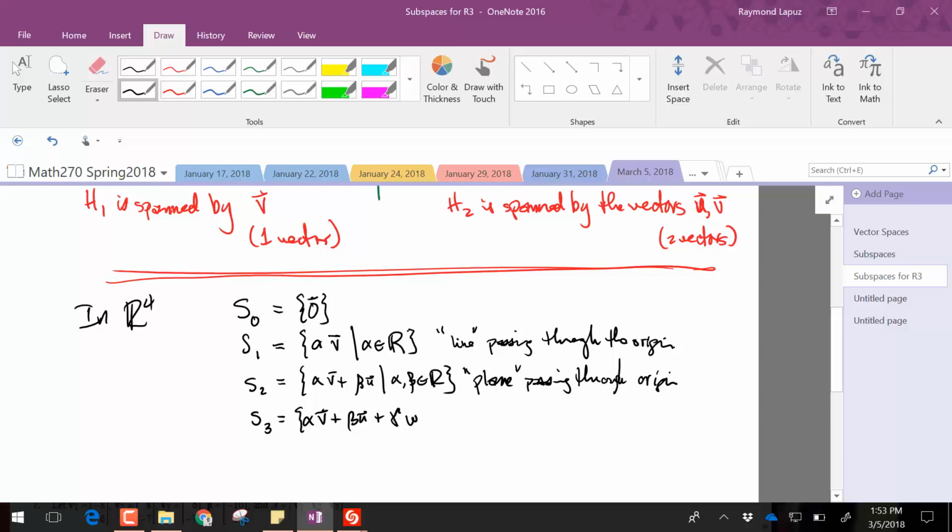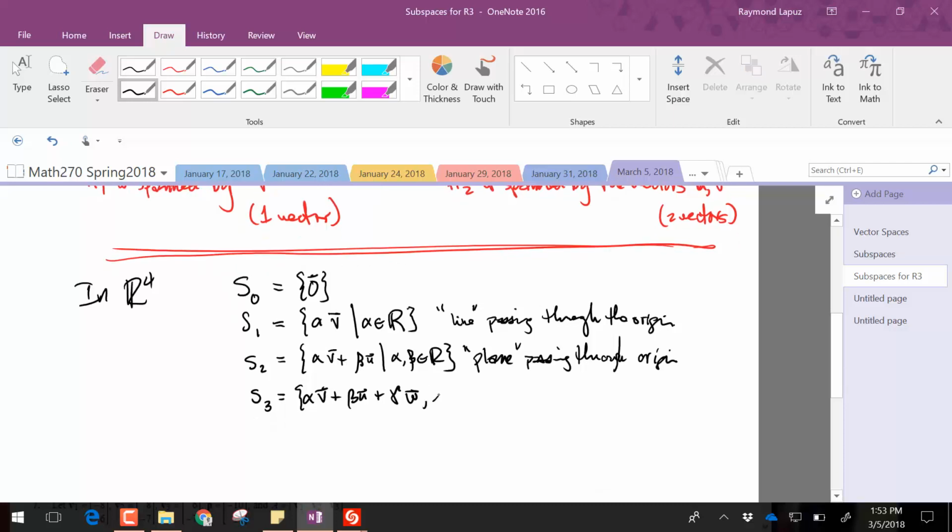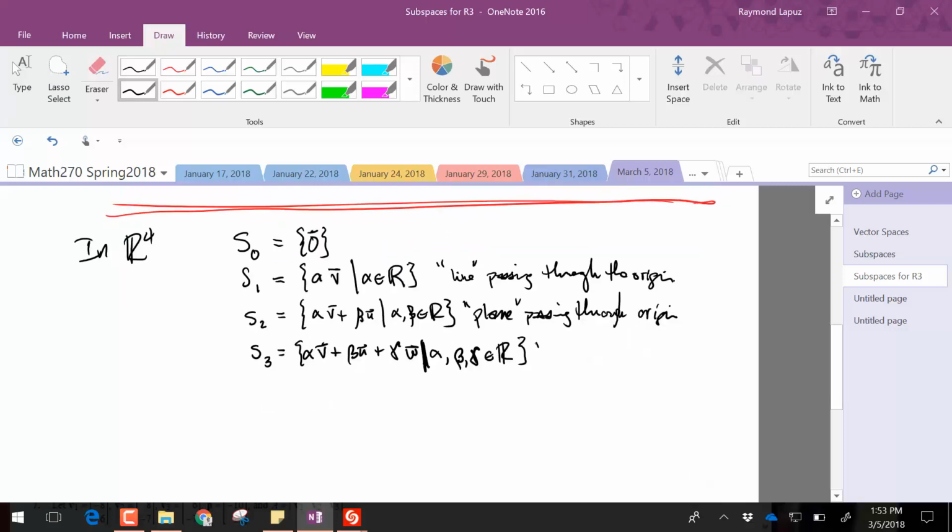I need another Greek letter. This is a Greek letter gamma. And then U, V, and W are vectors in R4. So alpha, beta, gamma are real numbers, and U, V, and W are vectors. So this is a space passing through the origin. Don't try to visualize it. Just don't.